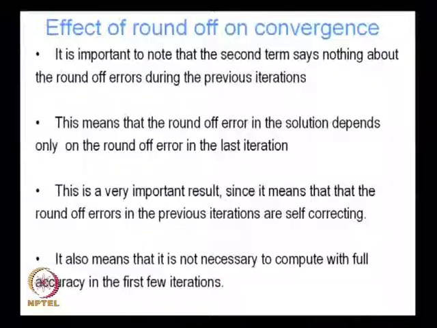Since it means that the round-off errors in the previous iterations are self-correcting, that is, they cancel each other out, right. It also means that it is not necessary to compute with full accuracy in the first iterations. This is a very, very important result, because in lots and lots of places it is used, all in multiple dimensions. This has very important implications, right. So, it is not necessary to compute with full accuracy in the first few iterations.